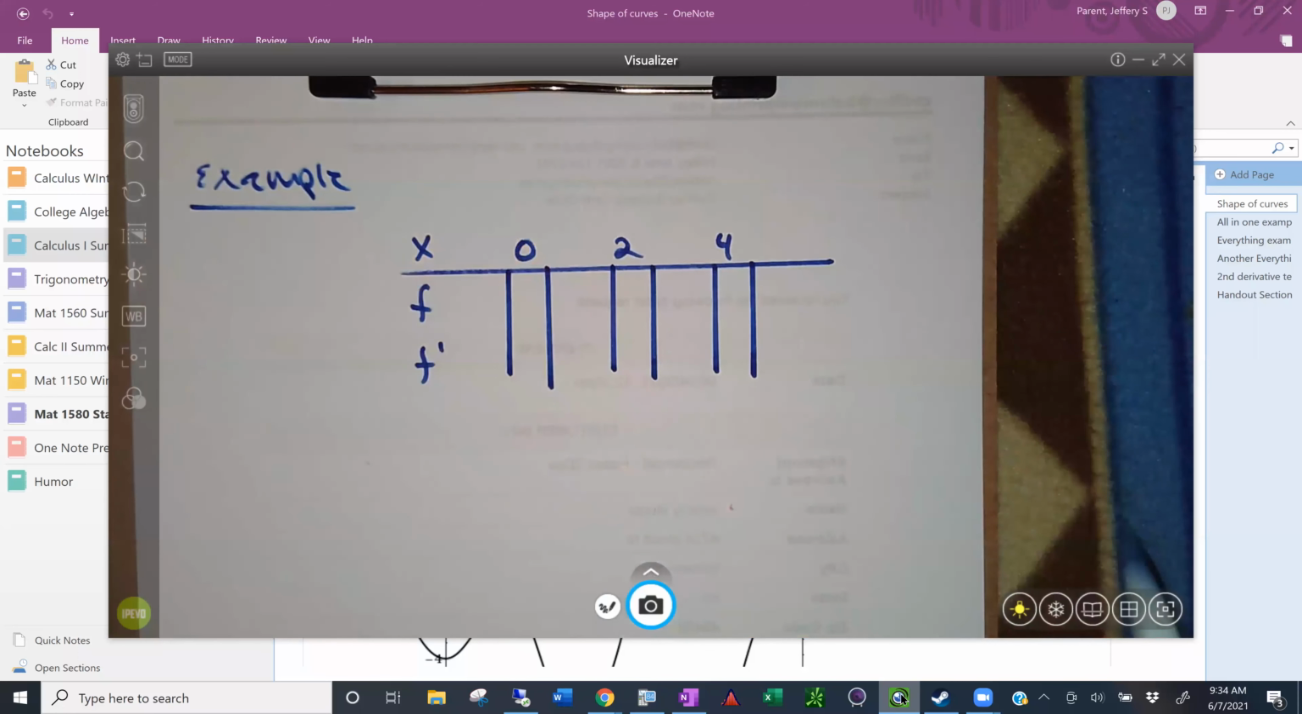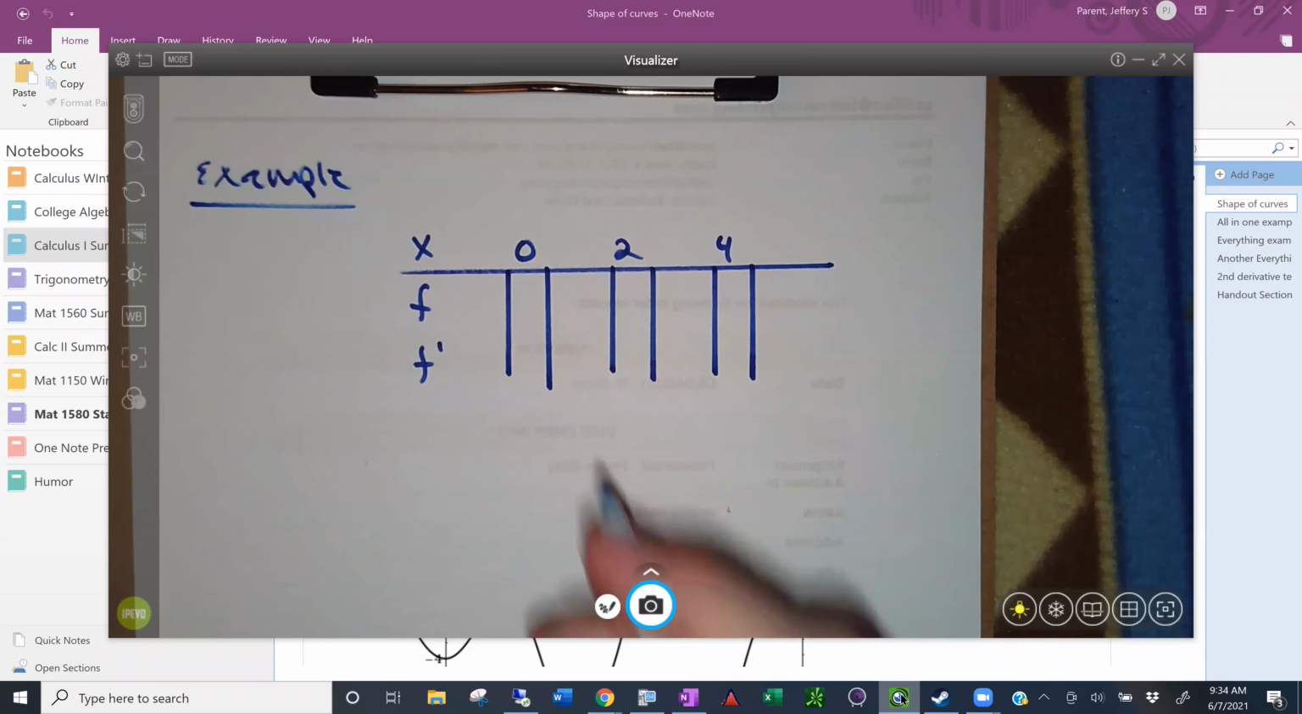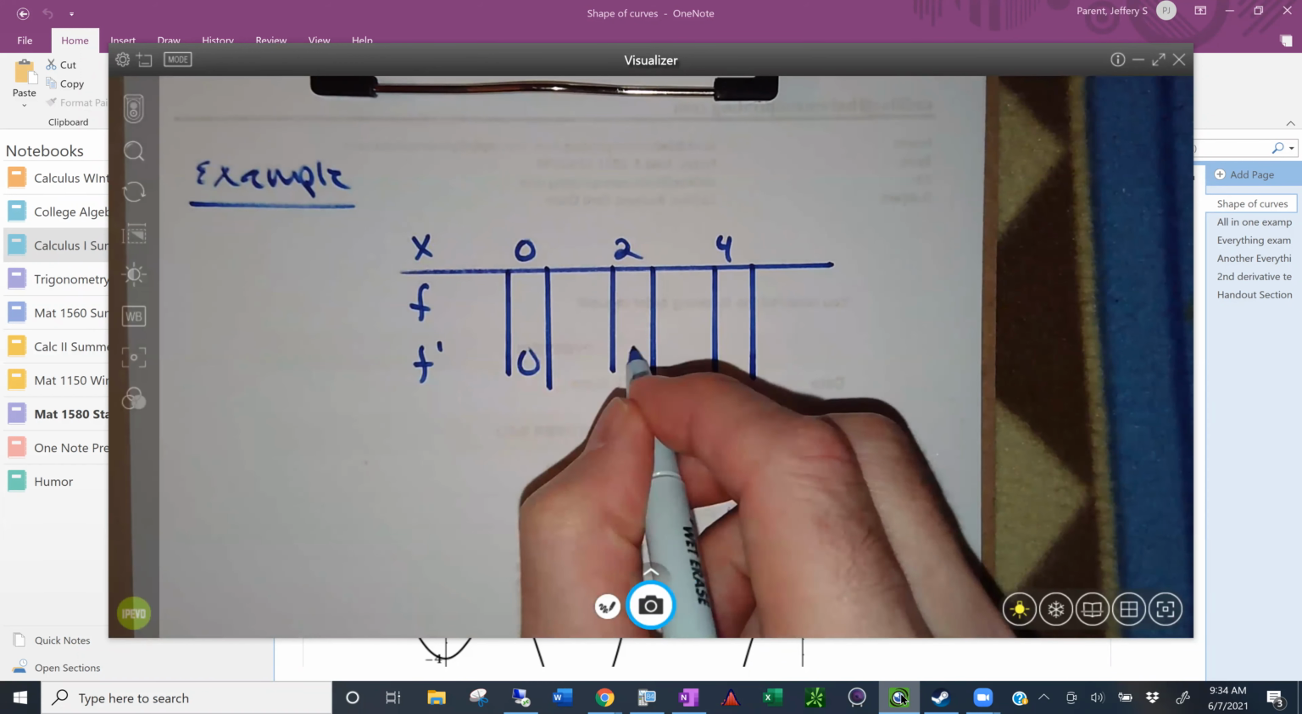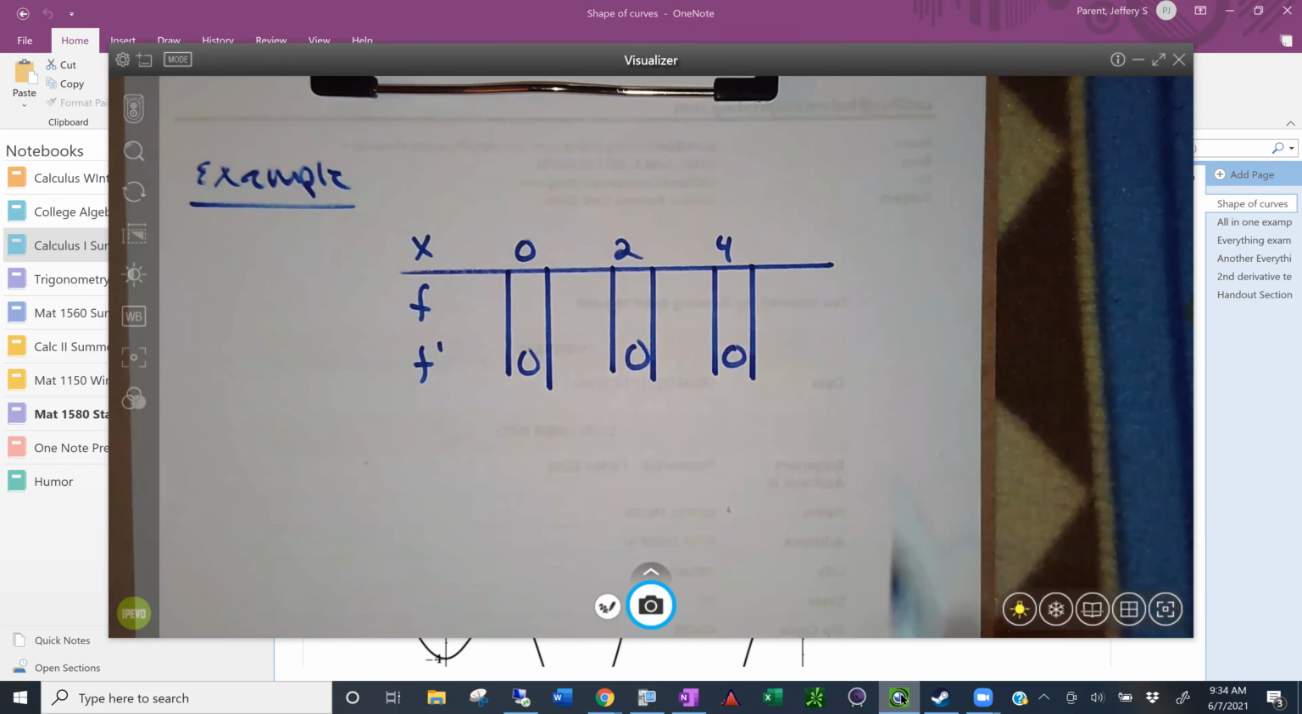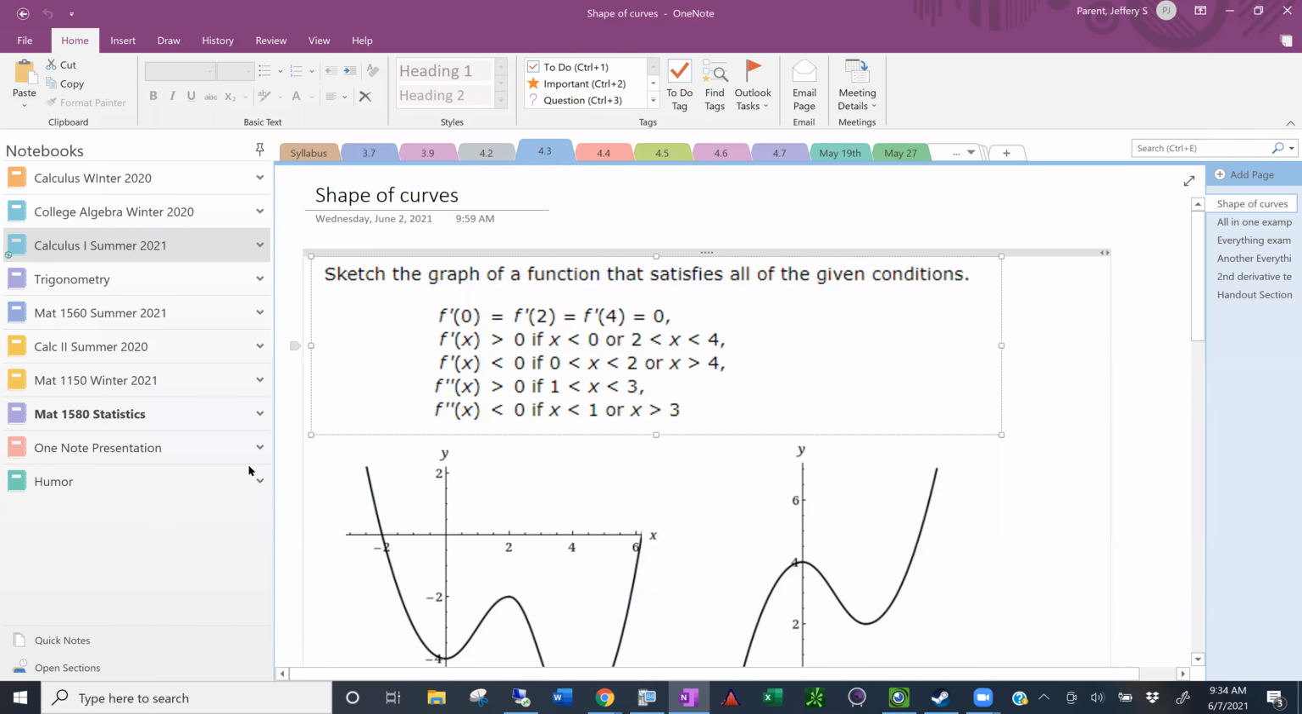So it tells me that there's something interesting happening at these points. Either there's a relative max, a relative min, or an inflection point. We'll have to see. But that's a good place to start. Let's see what else they tell us.